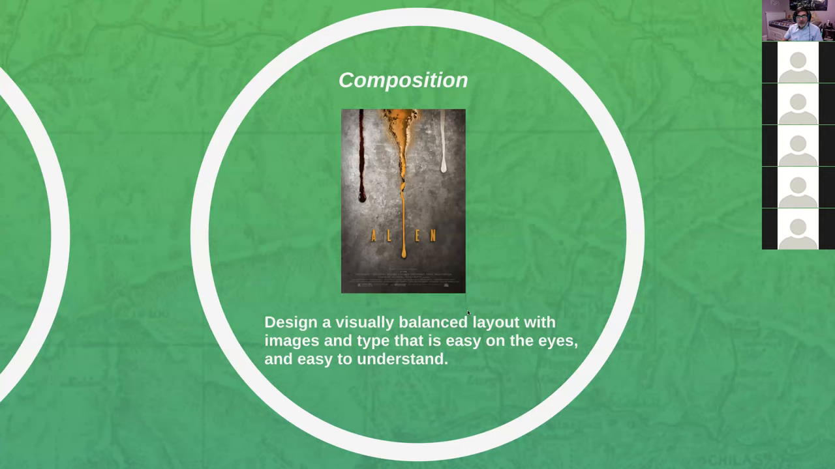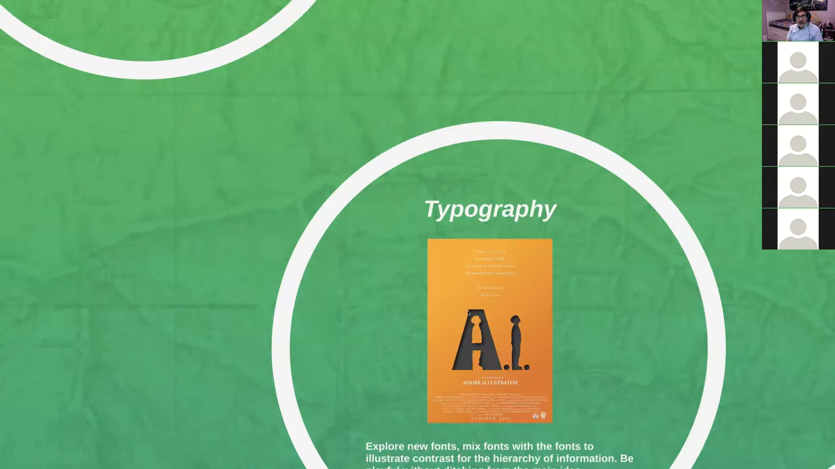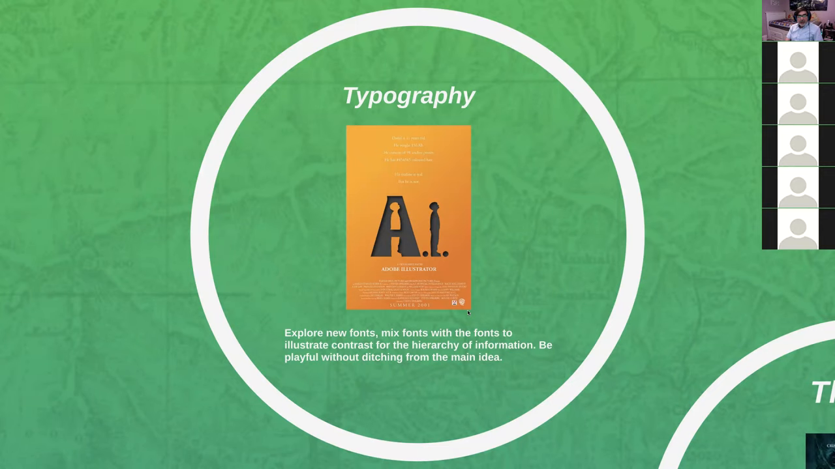But movie posters are displayed on the walls, maybe somewhere in an airport or a train station or on a bus stand or even in a movie theater. These are big posters, but you're not looking at them from 1 or 2 feet away. You're looking at them from at least 10 to 15 feet away. So from that distance, it should still be able to convey the information. Typography: explore new fonts, mix fonts to illustrate contrast of the hierarchy of information. Be playful without ditching the main idea.